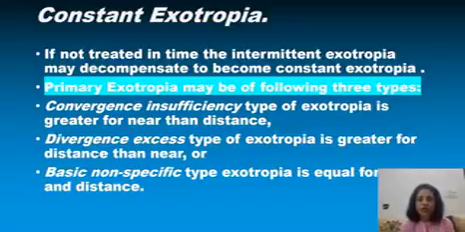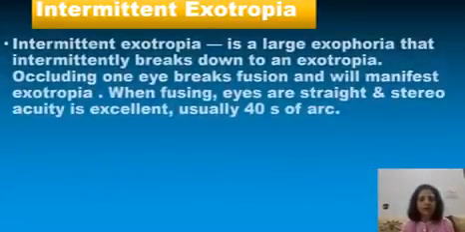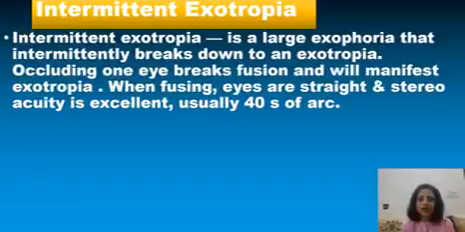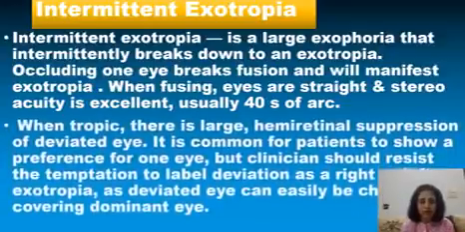Now the constant exo. If not treated in time, the intermittent exo may decompensate to become the constant exo. Primary exo is of 3 types. Convergence insufficiency, which will be greater for near. Divergence excess, which will be greater for distance, and non-specific type. Intermittent exo is a large exophoria that intermittently breaks down to form the exo.